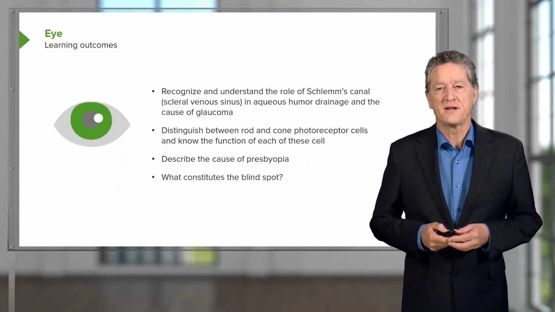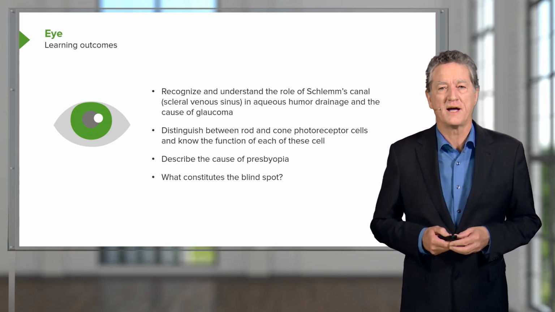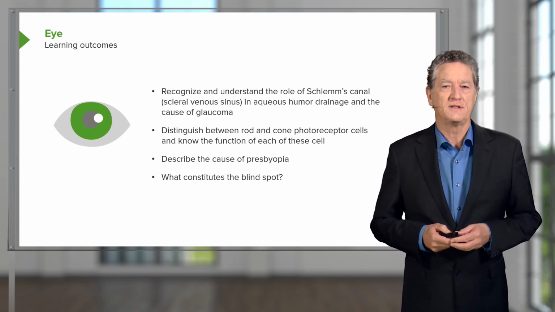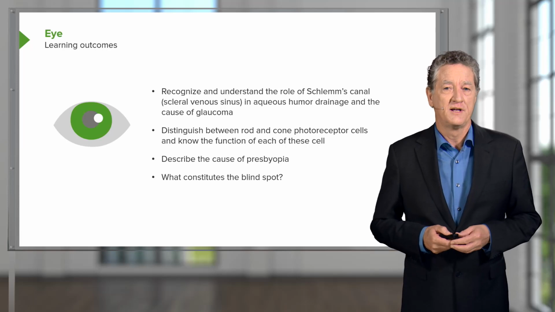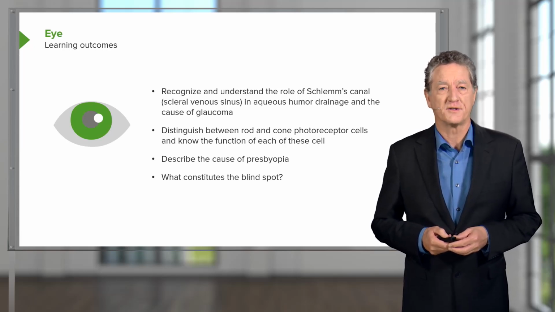You need to understand the role of the retina, in particular, to be able to identify the rods and the cones and understand a little bit about their functions. And also, I want you to be able to understand the cause of presbyopia, which is a condition of aging of the lens, and then also what constitutes the blind spot.